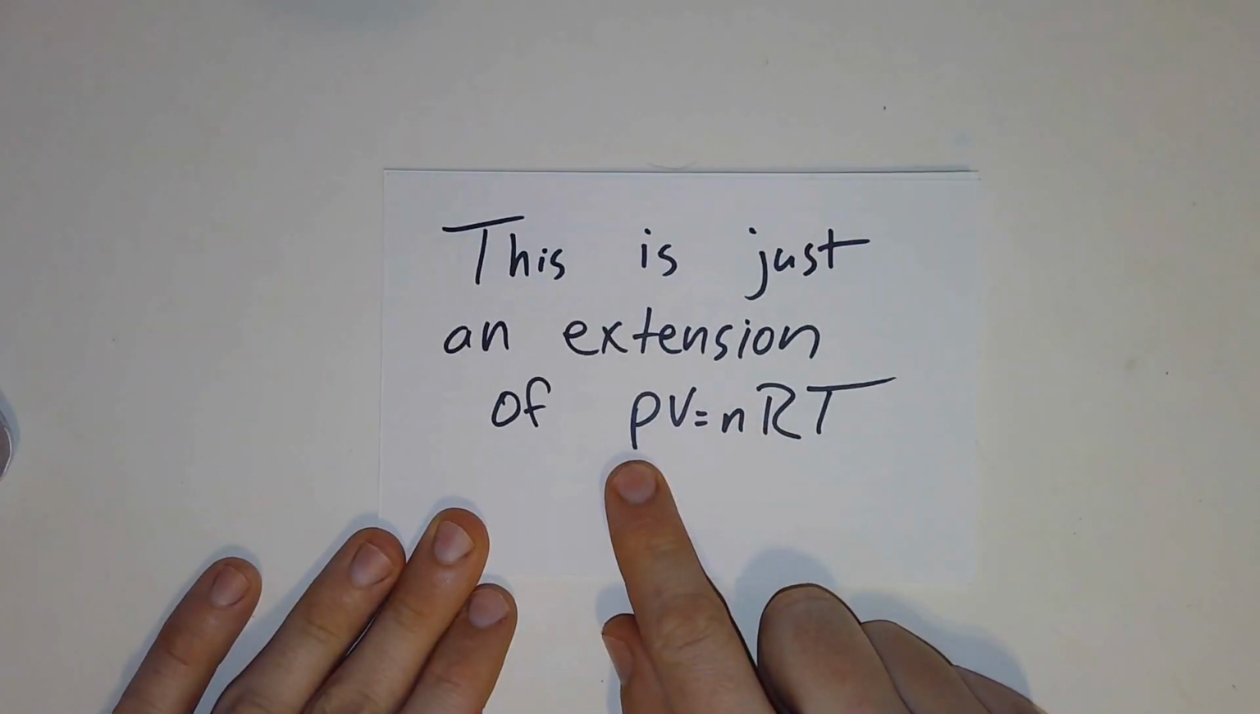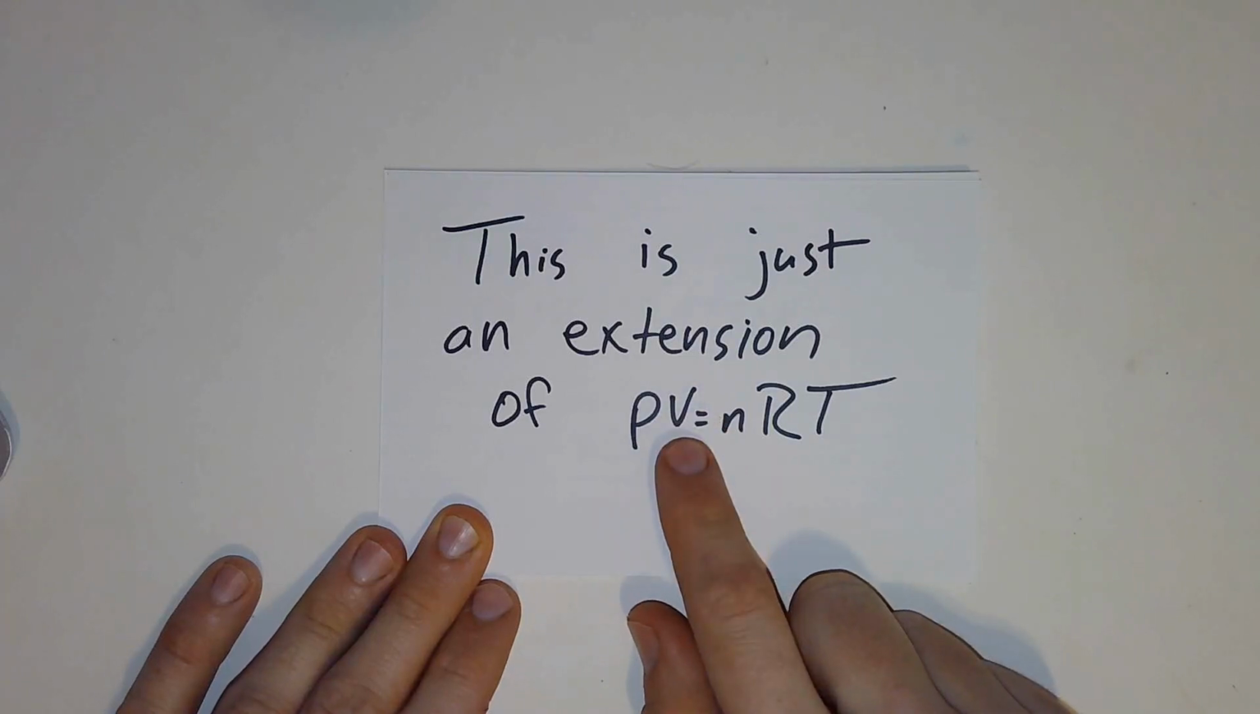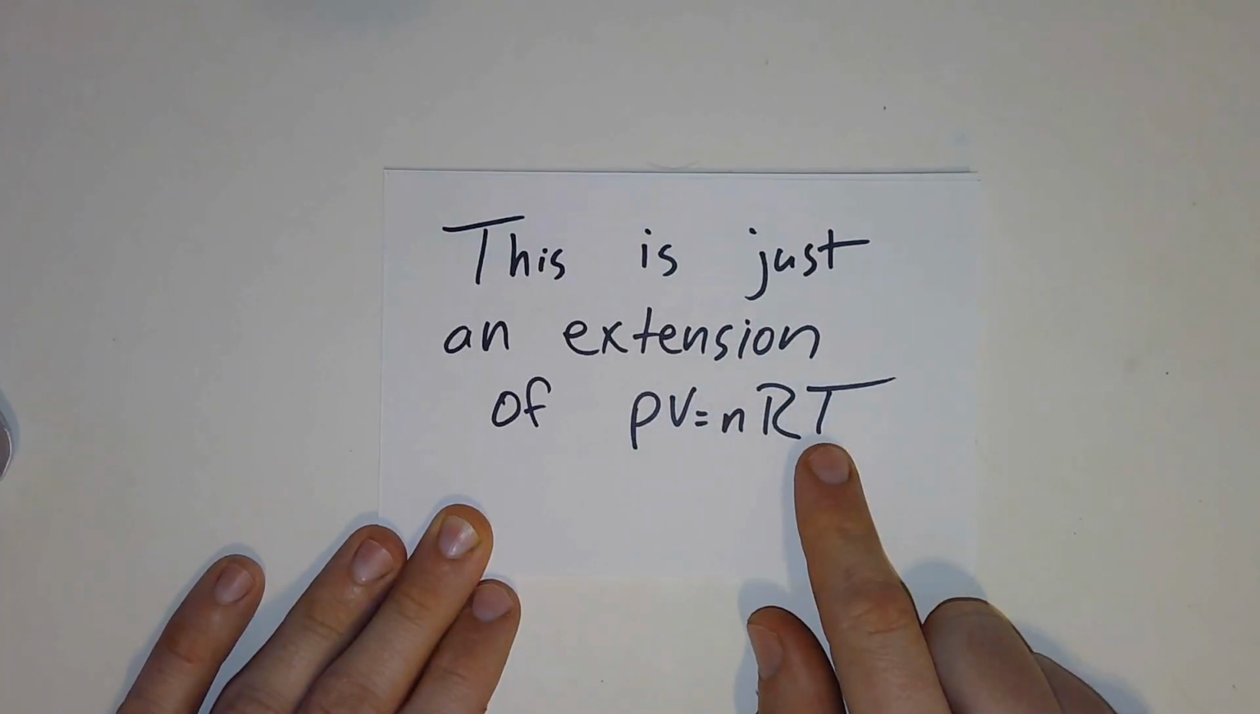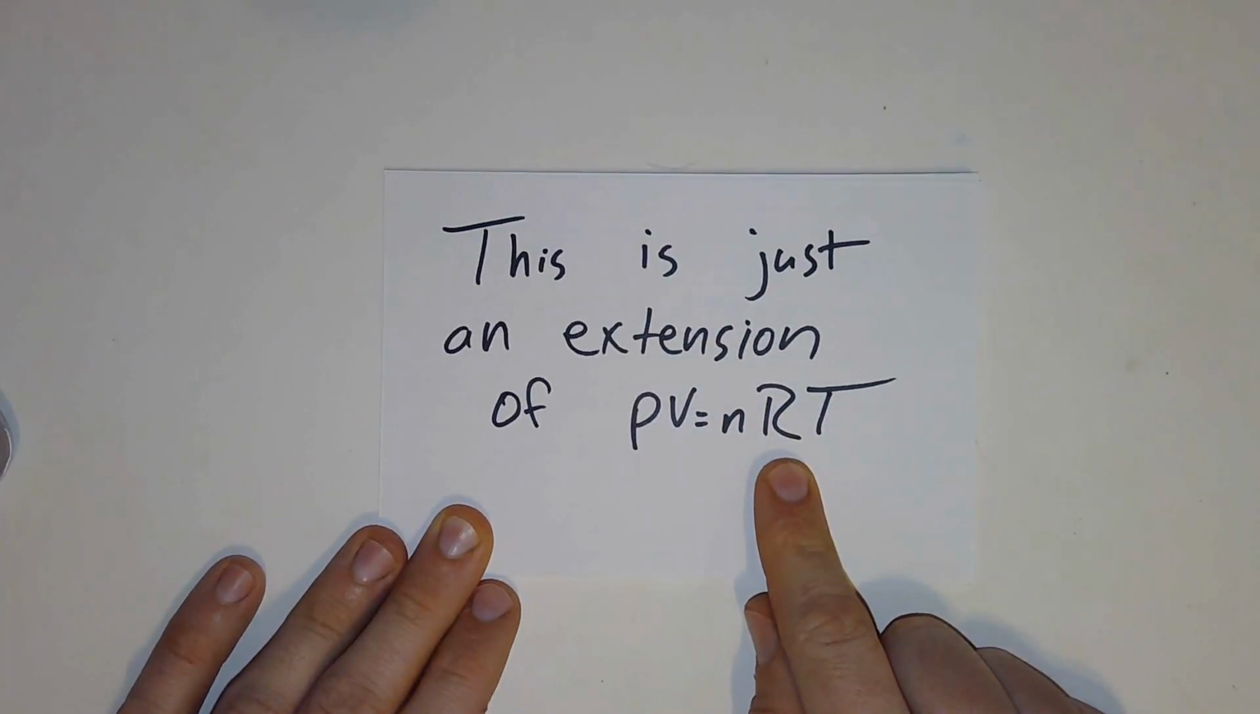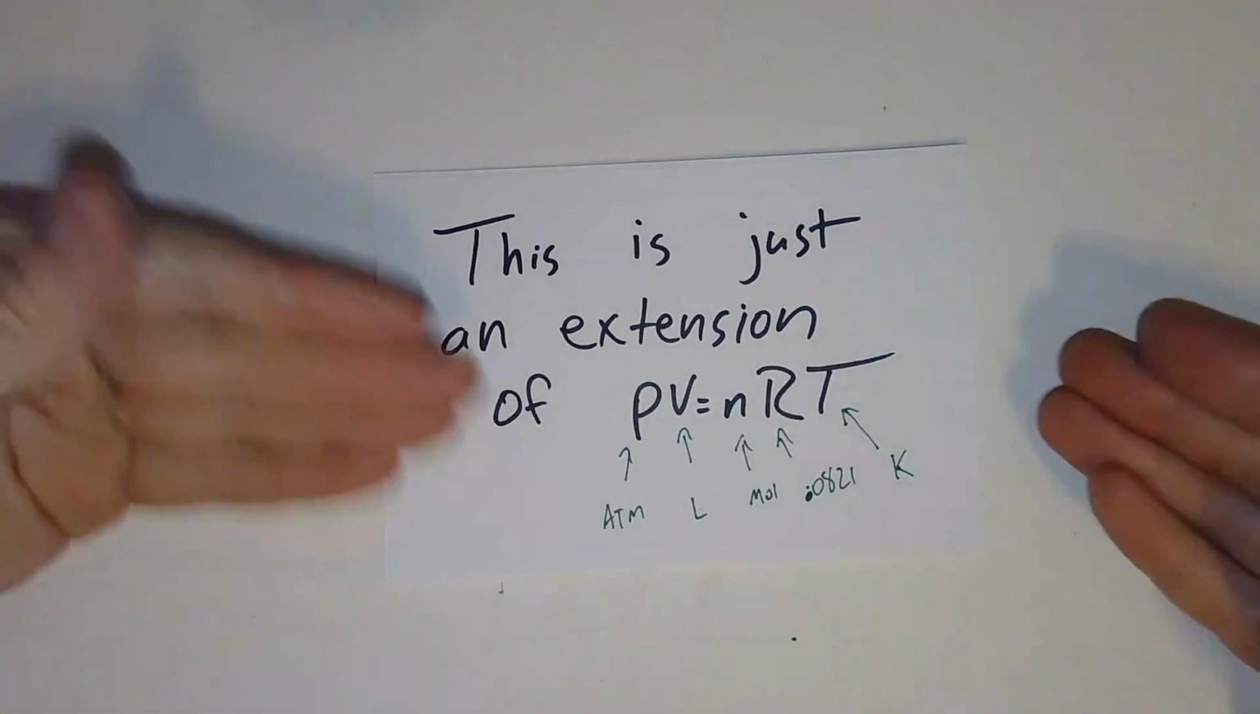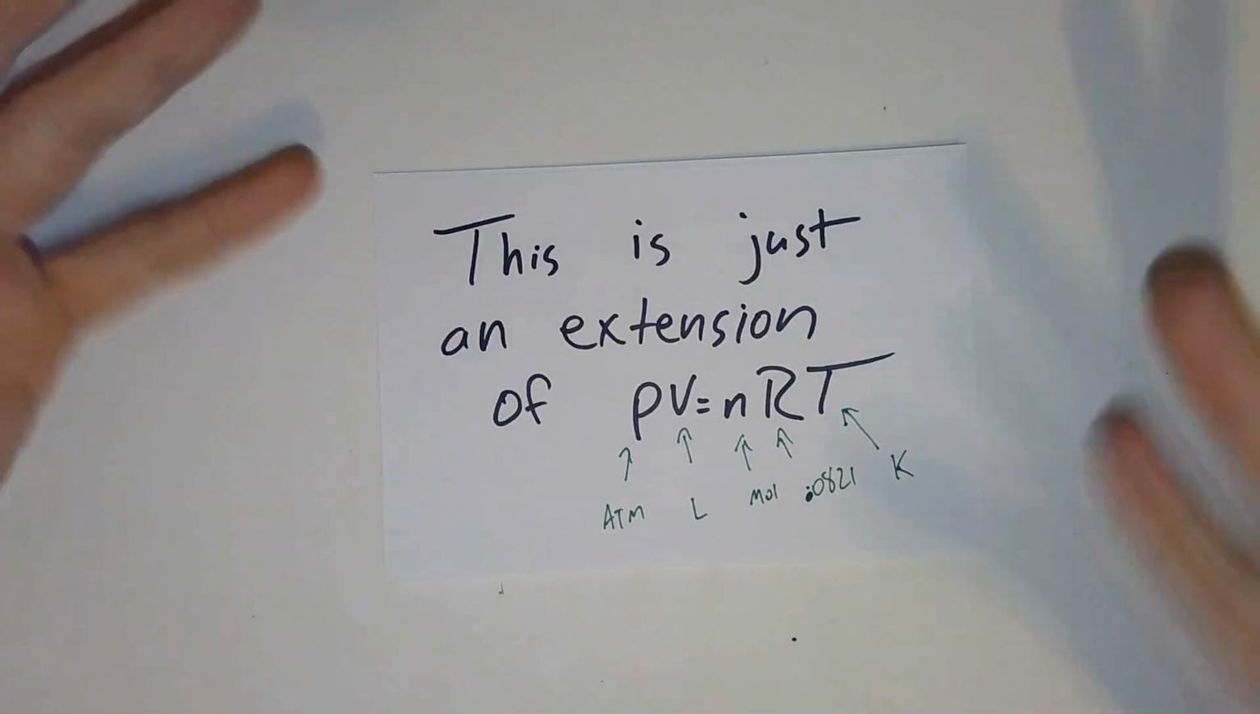Right, so again, pressure in atmospheres, and volume in liters, and temperature in Kelvin, and R never changes. What number is that again? Alright, so we're going to be using PV=nRT again today.